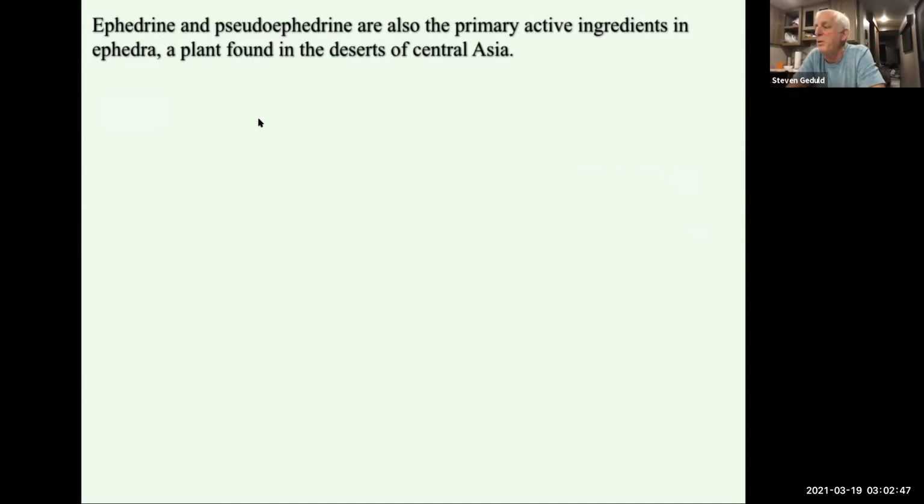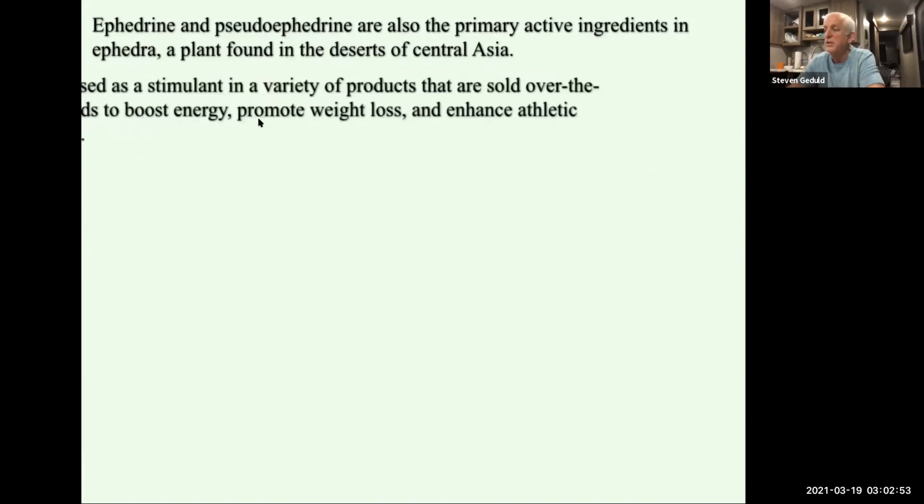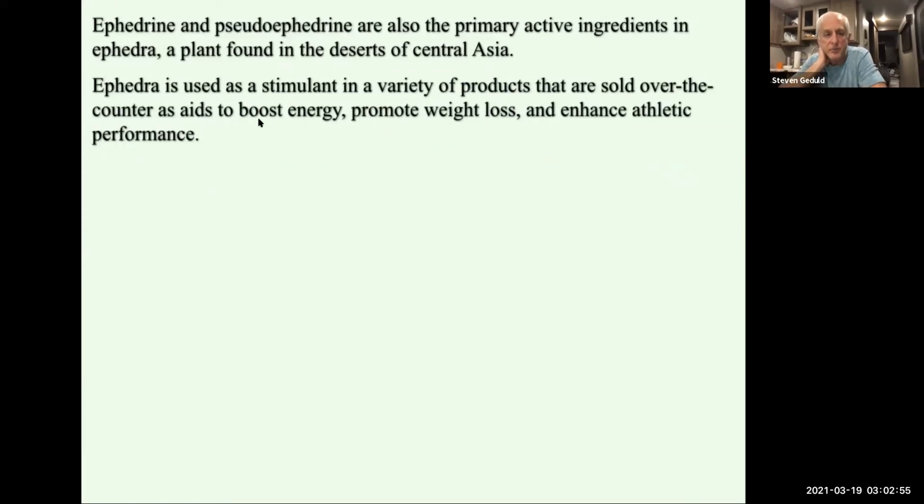Ephedrine and pseudoephedrine are also the primary active ingredients in ephedra, a plant found in the deserts of Central Asia. Ephedra is used as a stimulant in a variety of products that are sold over the counter as aids to boost energy, promote weight loss, and enhance athletic performance.